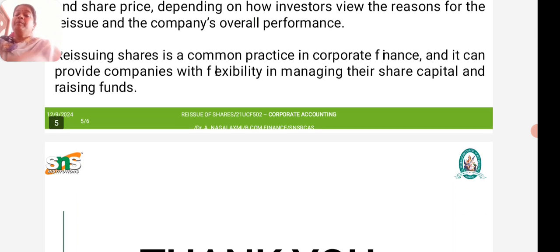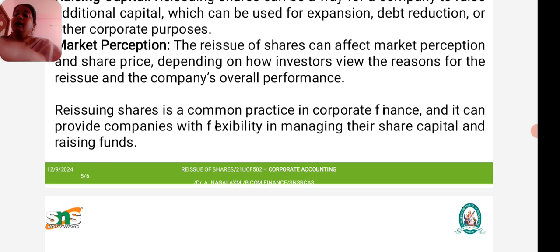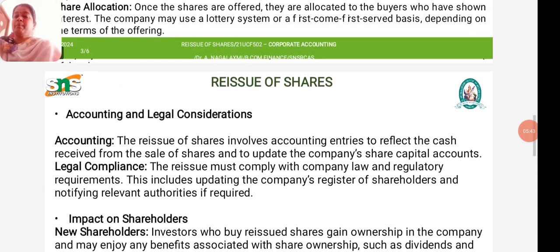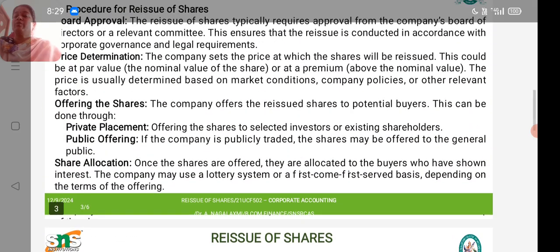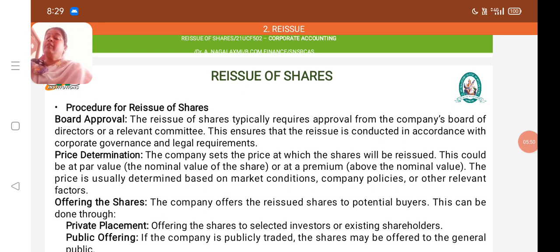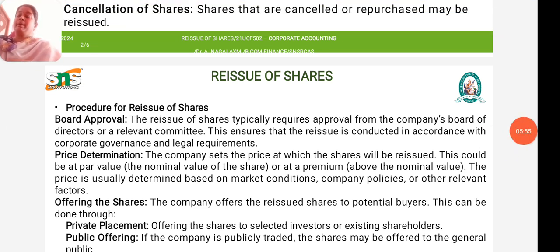I think you might have got some input about reissue. Reissue is nothing but the forfeited shares being reissued to the public. It will be helpful for the company for expansion purposes. They can raise the funds and use them internally as working capital.